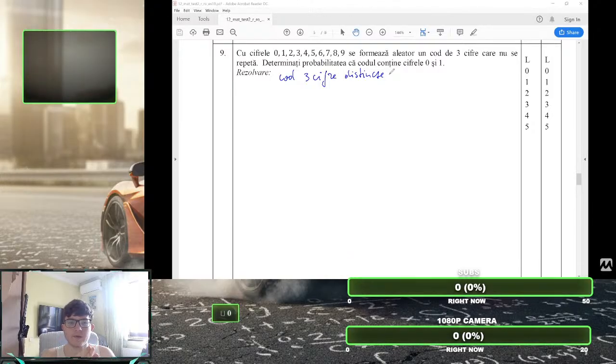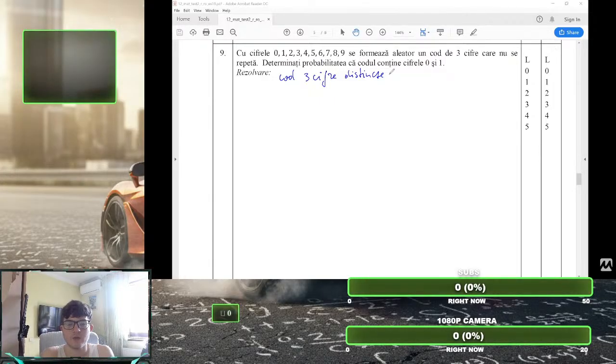Essentially I have this. There are 10 numbers from 0 till 9, and a code is being formed of 3 digits that are all distinct. Find the probability that the code contains 0 and 1. So in order to do that, I don't recall this, so I'm just gonna do this.